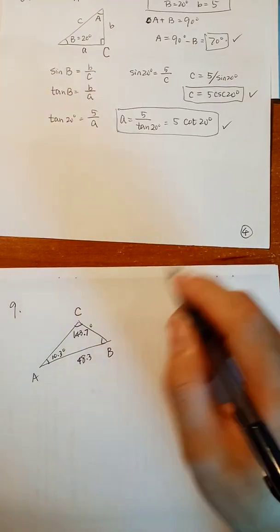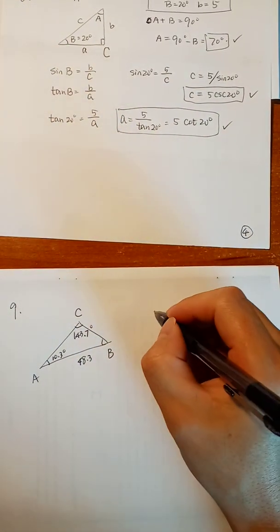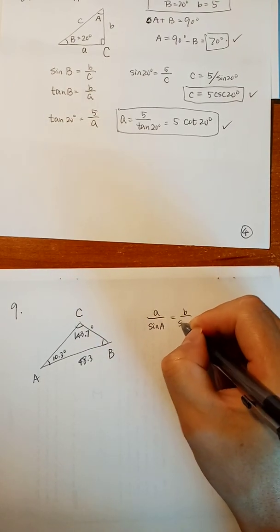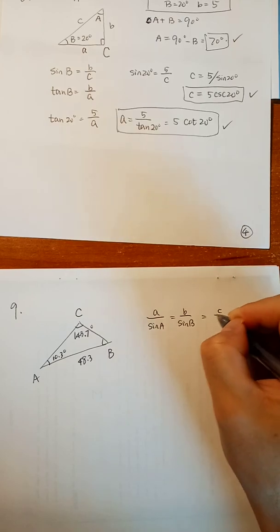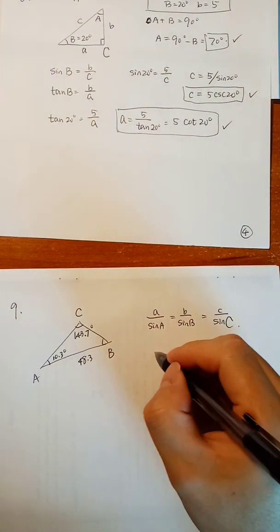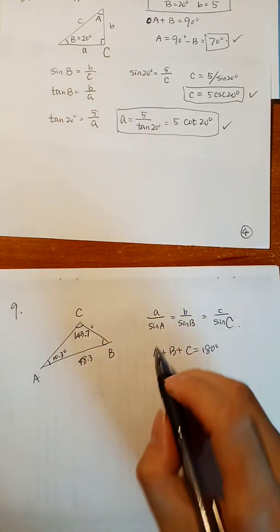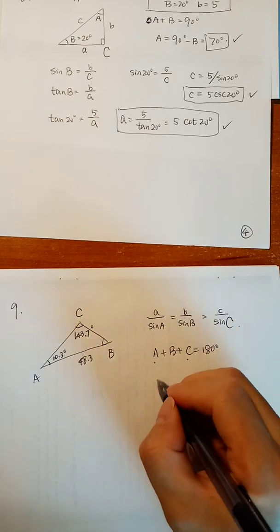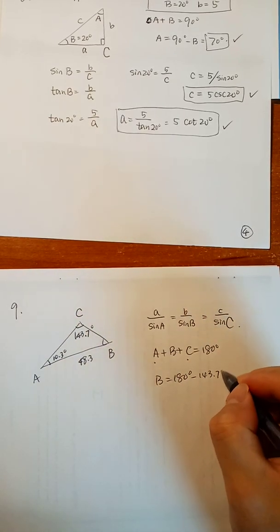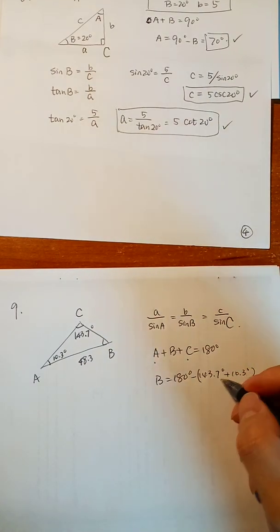Okay, so problem 9 is about the sine law. What is the sine law? a over sine A is b over sine B is c over sine C. So this is the sine law. So first of all, A plus B plus C is 180. A is known, C is known, so B is 180 minus the sum of them.